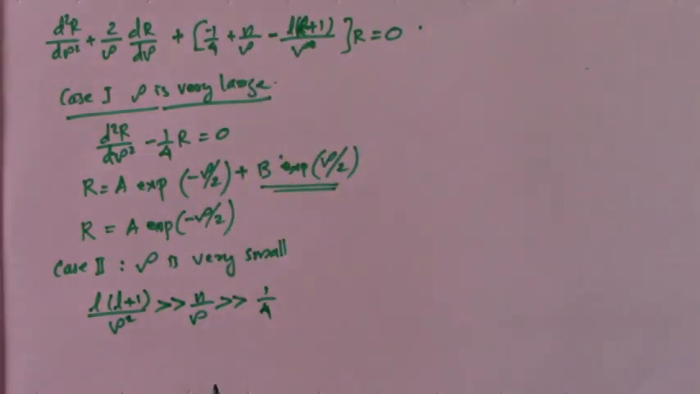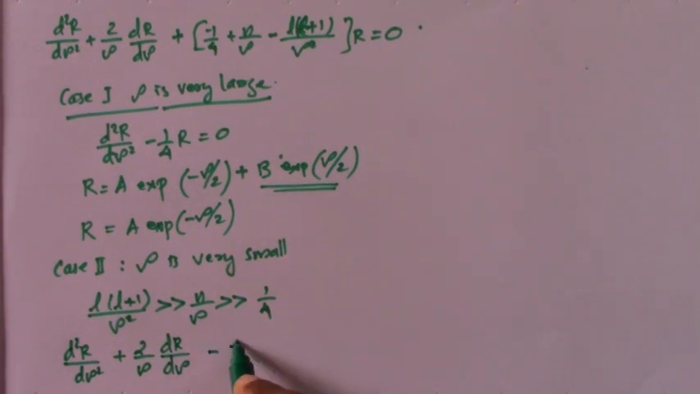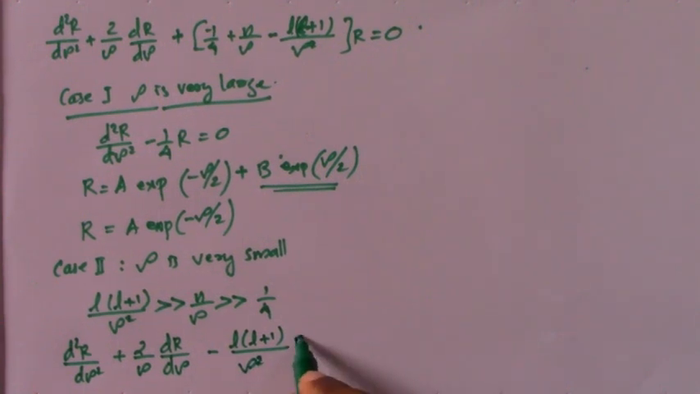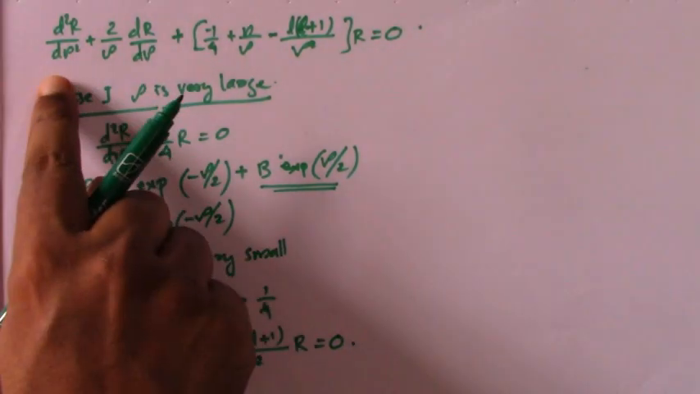This term can be neglected. So our modified equation will be d²r/dρ² + (2/ρ) dr/dρ − L(L+1)/ρ² · r = 0. This is our modified equation. And here we have an equation which is much simpler than the first equation.